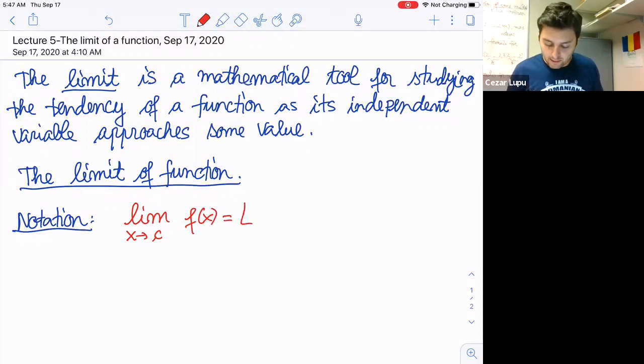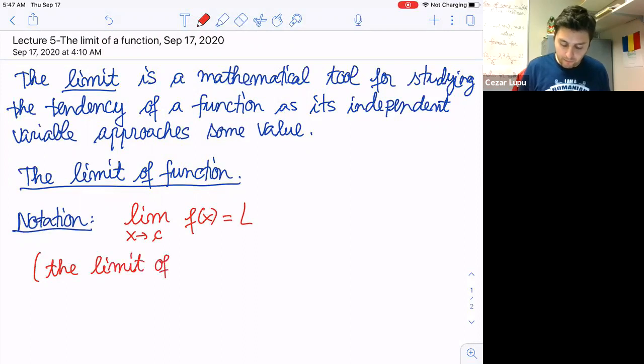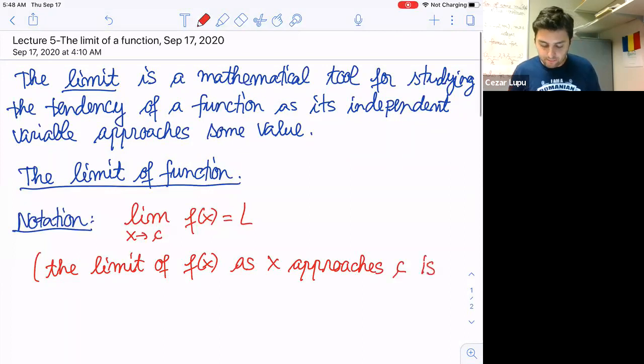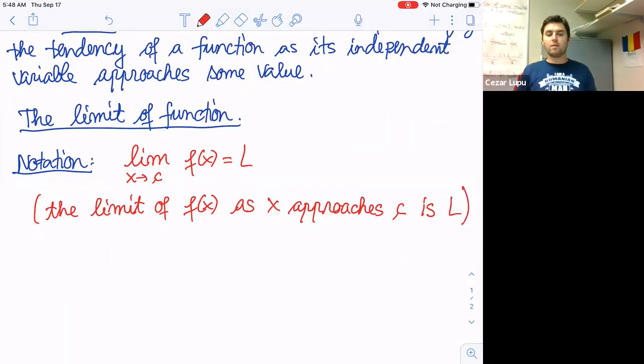So this will be read as the following. The limit of f of x, of my function f of x, as you have seen in the previous chapter, as x approaches c is L. This is how we read this. So the limit as x approaches c of f of x will be L.